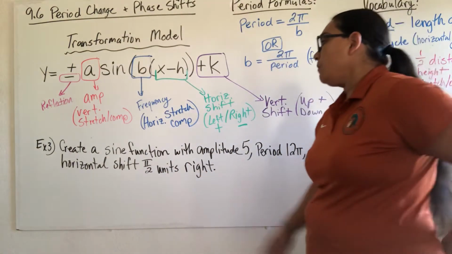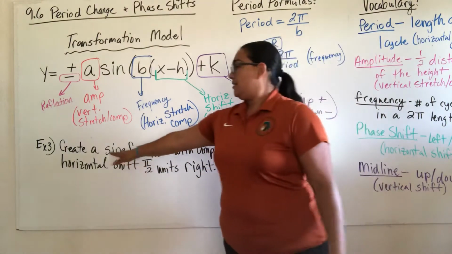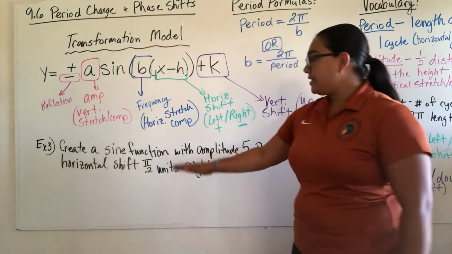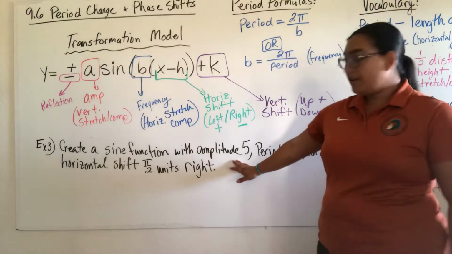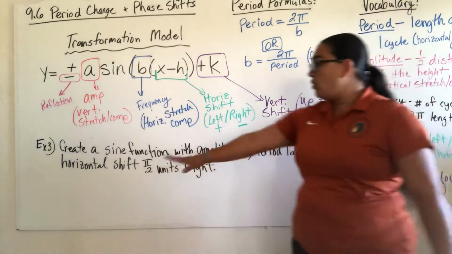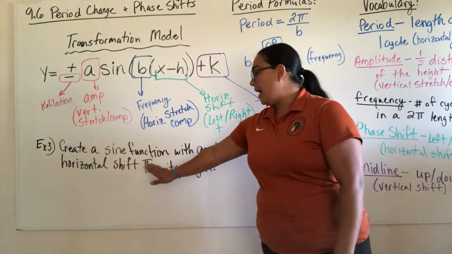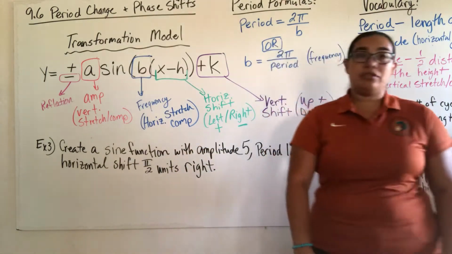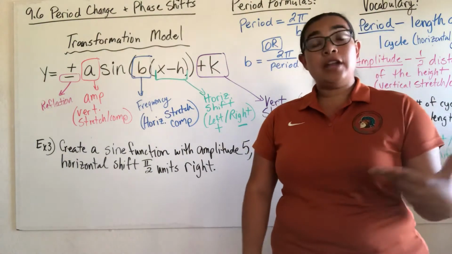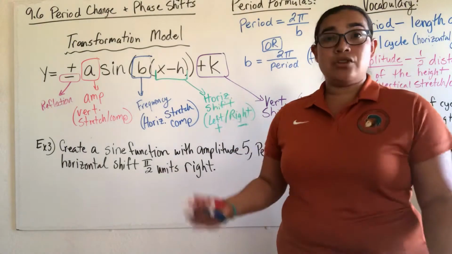All right, so create a sine function. They're already telling you it's got to be a sine function. So create a sine function with an amplitude of 5, a period of 12 pi, and a horizontal shift of pi over 2 units. And it's going to the right pi over 2 units, okay? So this is the information that they're giving you. And so now you're taking that information and you're making your own trig function.